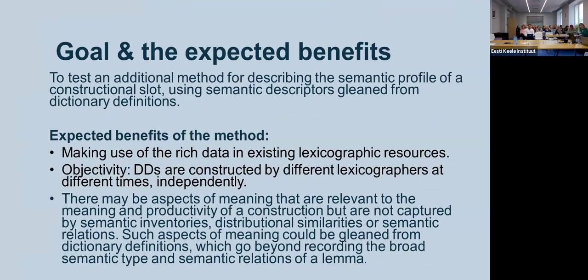What we propose is to put forward an idea and to start to explore an additional method for describing the semantic profile of a constructional slot using semantic descriptors gleaned from dictionary definitions. So why come up with this idea or this method? First of all, dictionaries and dictionary definitions are a very rich resource, and the basic idea is to find ways to use this rich data set.